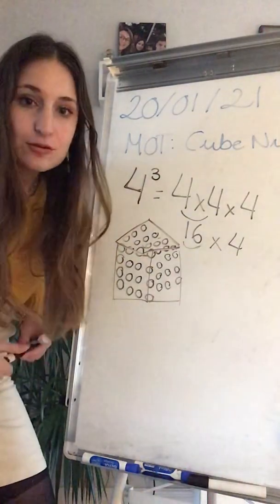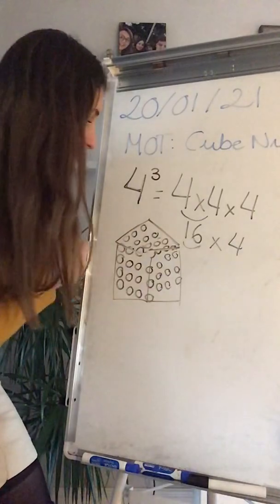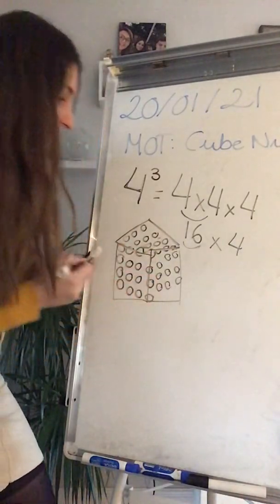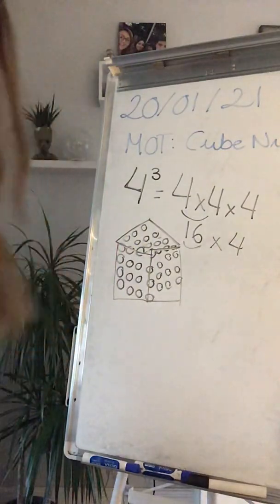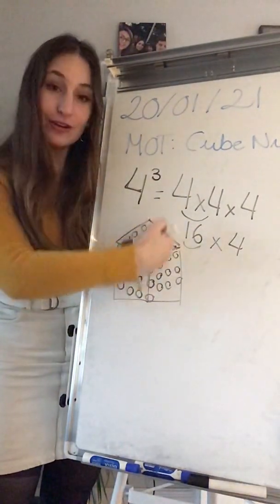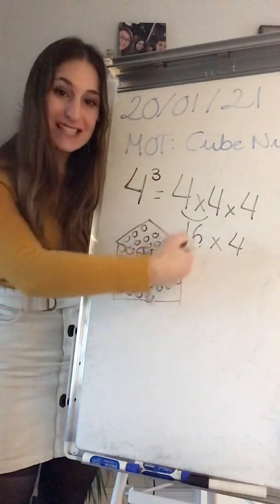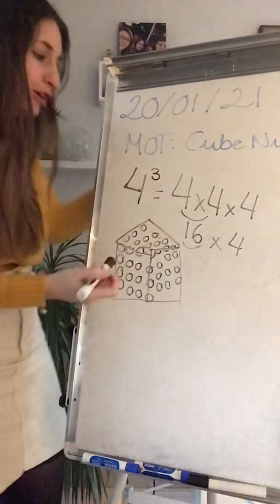It looks like a house, Miss Lopez. Yes, you're right. That's because of my awful drawing. I promise that when I've done it on my paper, let me show you, it did look much better. Can you see it in there?